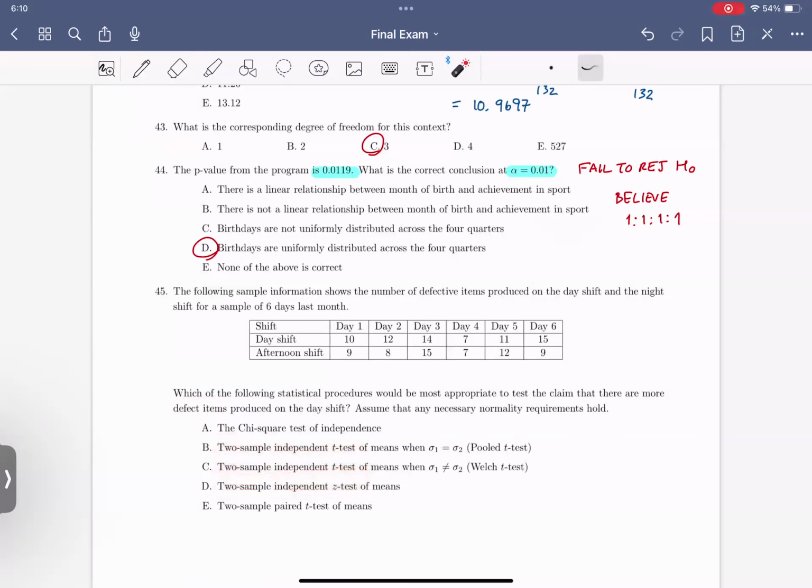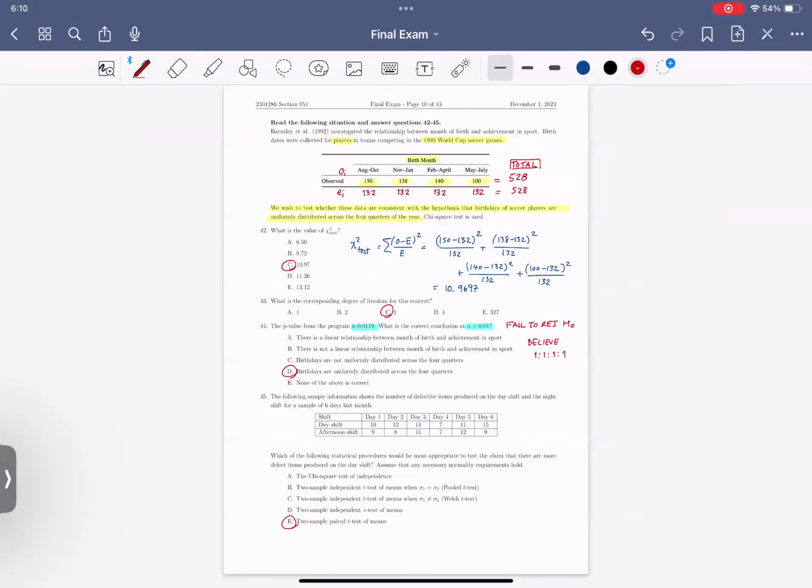The one that you're gonna use is going to be the paired t-test, which is choice E. The test of independent is not correct as well, so choice E. All right. So that is the end of the multiple choice.